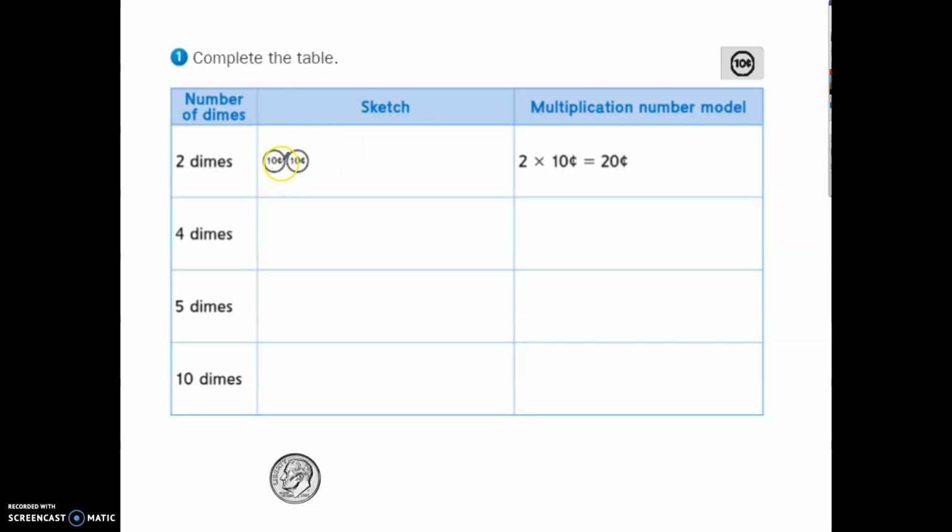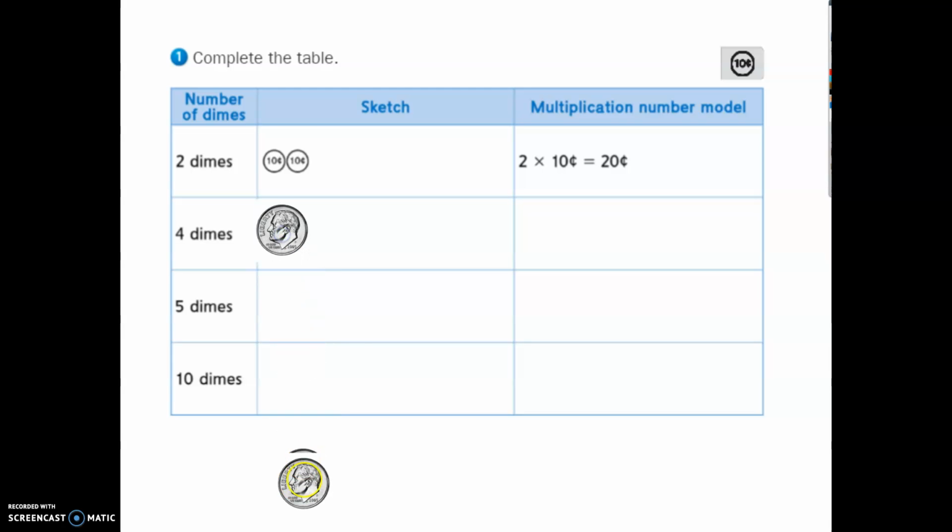So simply draw a circle and put 10 cents in the middle. That way each one is worth 10. And then a number model to go with it. 2 times 10 cents equals 20 cents because I have 2 dimes. 2 dimes is 20 cents. So the next one's 4 dimes.